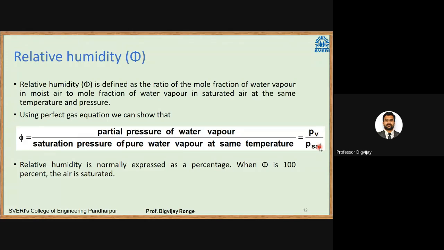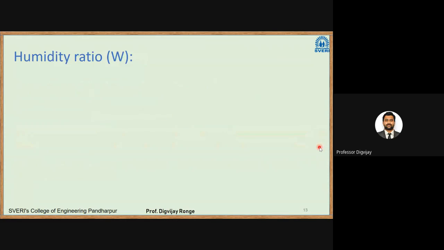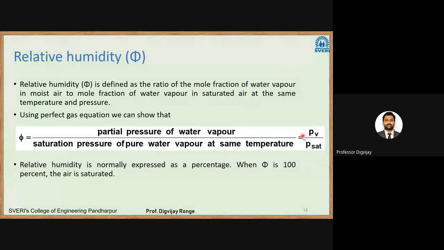Okay, so remember this concept and understand this concept. And make it concrete, because I will draw the psychrometric chart, and that time this concept will help you. So how to draw the psychrometric chart, this whole idea is based on these concepts. Okay, so relative humidity is the ratio of PV divided by Psat. When it is 1 or 100%, that means the air is saturated.